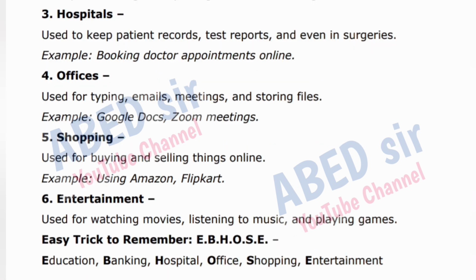3. Hospitals. Used to keep patient records, test reports, and even in surgeries. Example: booking doctor appointments online. 4. Offices. Used for typing, emails, meetings, and storing files. Example: Google Docs, Zoom meetings. 5. Shopping. Used for buying and selling things online. Example: using Amazon, Flipkart. 6. Entertainment. Used for watching movies, listening to music, and playing games. Easy trick to remember: EBHOSE. Education, banking, hospital, office, shopping, entertainment.